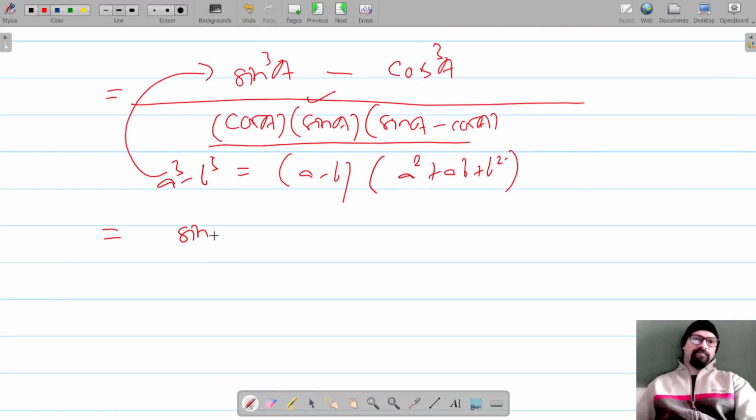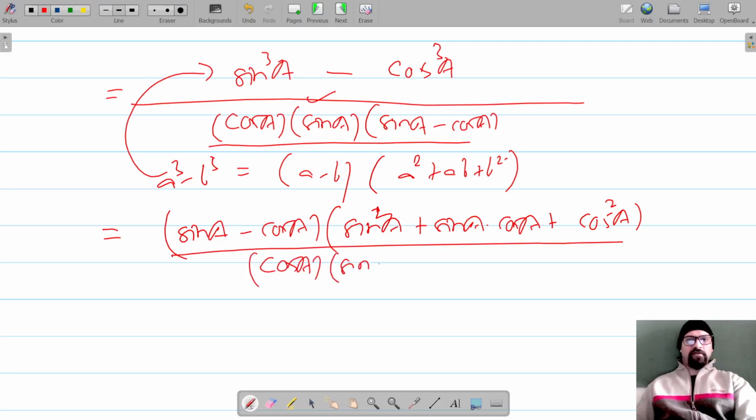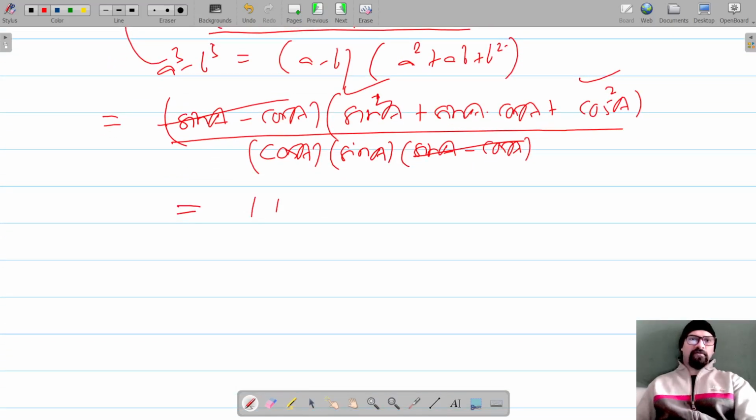So which gives me A minus B into A square, that is sine square A, plus A into B, that is sine A into cos A, plus cos square A upon cos A into sine A into sine A minus cos A. Okay, so this gets cancelled. Now sine square A plus cos square A is 1. So this is equal to 1 plus sine A into cos A upon cos A into sine A.